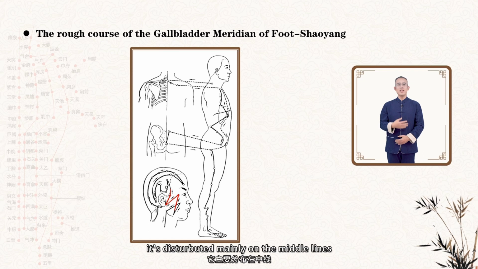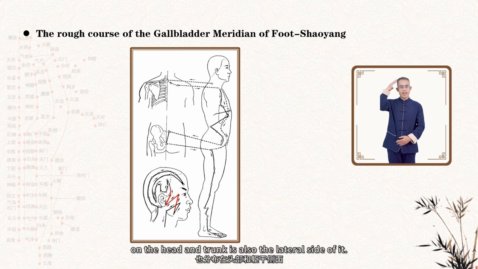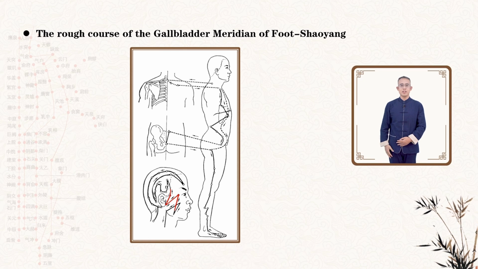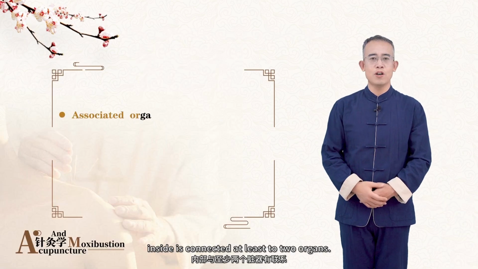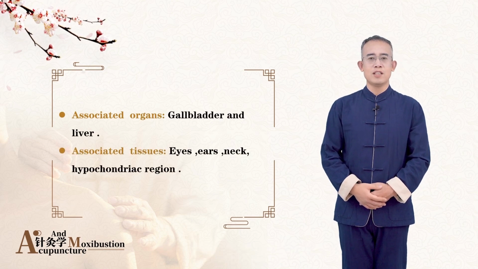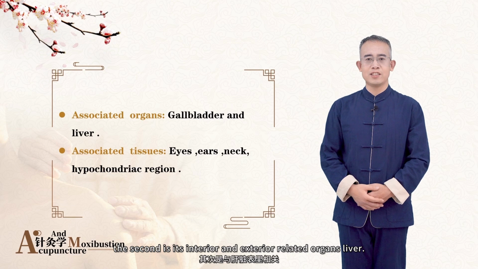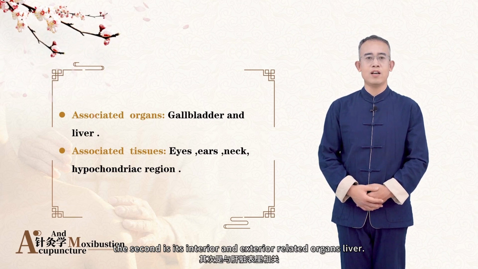It's distributed mainly on the middle lines of the lateral side of the lower extremities. On the head and the trunk, it is also on the lateral side. Inside, it's connected to at least two organs. The first is the gallbladder. The second is its interior and exterior related organ, the liver.